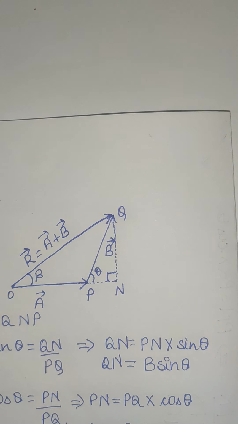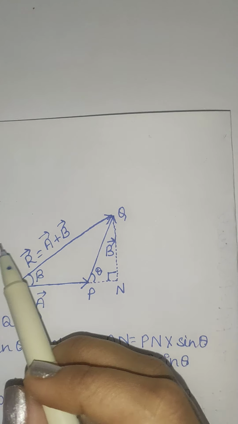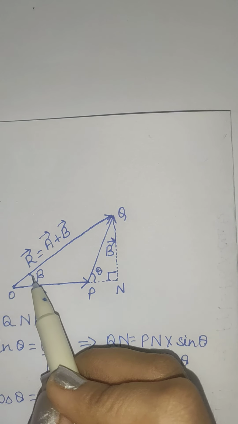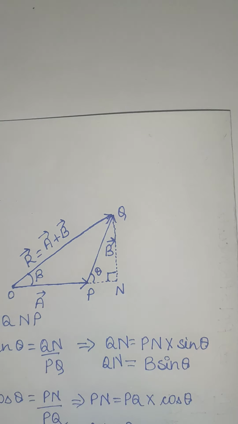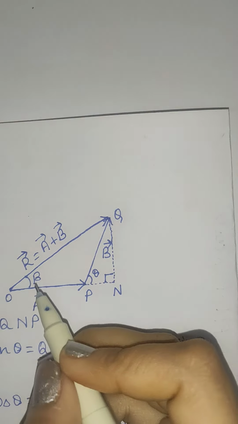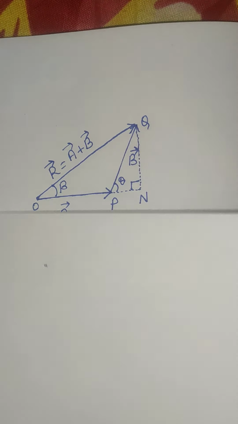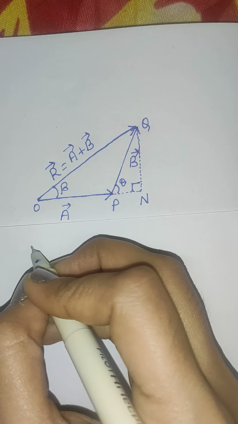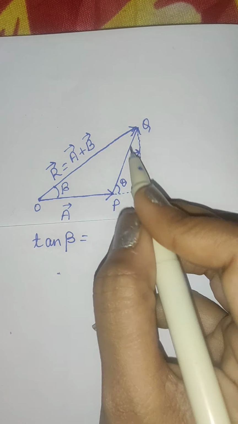Now if I talk about the direction of the resultant, let us see how we calculate the direction. In order to find the direction, we need to find tan beta, because this beta angle is defining the direction with respect to my vector A. I am finding the direction of the resultant. So for finding the direction of the resultant, we need to calculate the value of tan beta. So how do we calculate? Let me take another sheet for this. See, tan beta, we have to consider the bigger triangle ONQ.